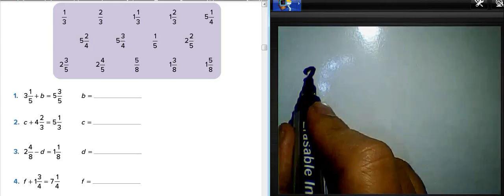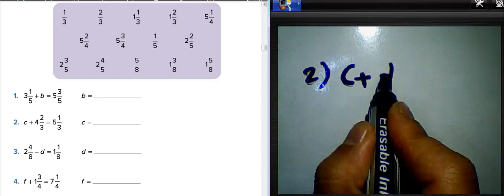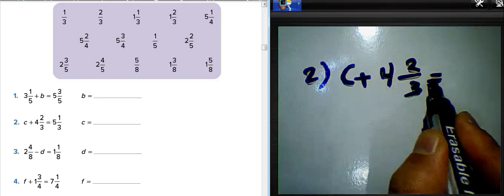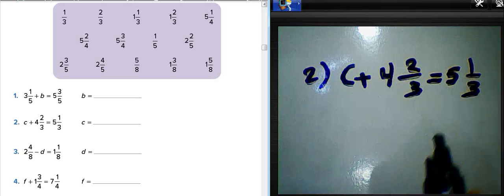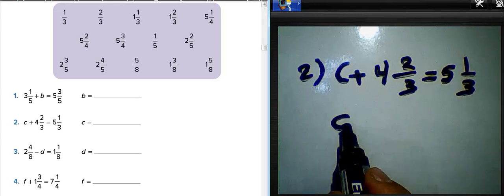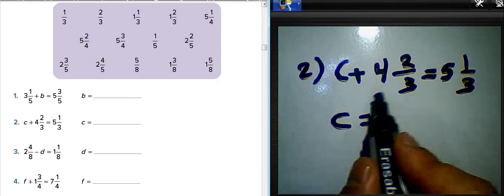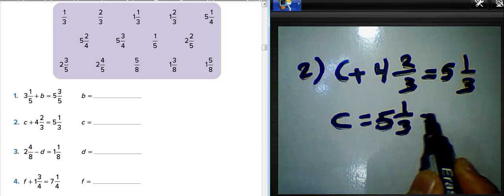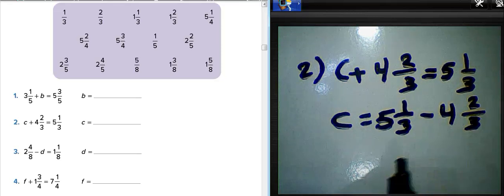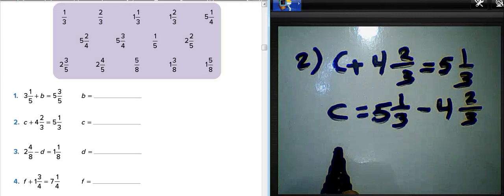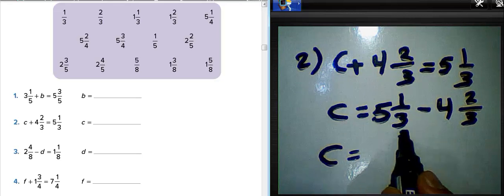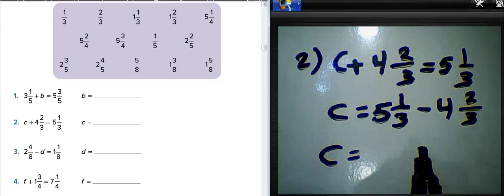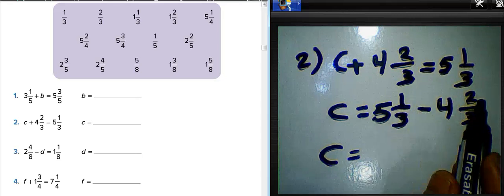Question number 2 here. C plus 4 and 2 over 3 equals 5 and 1 over 3. We can find C by the difference between the greatest and the smallest. 5 and 1 over 3 subtract 4 and 2 over 3. Write 3 here. But we have 1 less than 2, so we can't subtract directly.